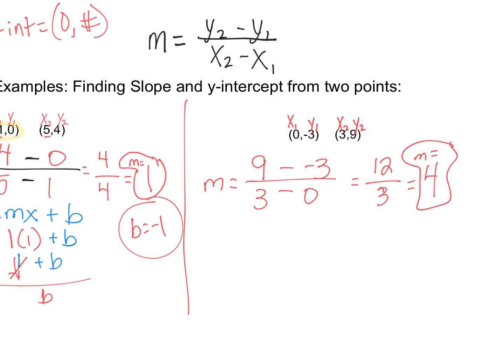Now to find b, I can solve for b using my equation, but this problem actually tells me the point that is my y-intercept because it gives me the point where my x is 0. This point right here is the y-intercept. So I don't actually have to solve for b. My b is equal to negative 3. So look for shortcuts like that. Sometimes you get lucky and get a shortcut and not have to solve for b after all.